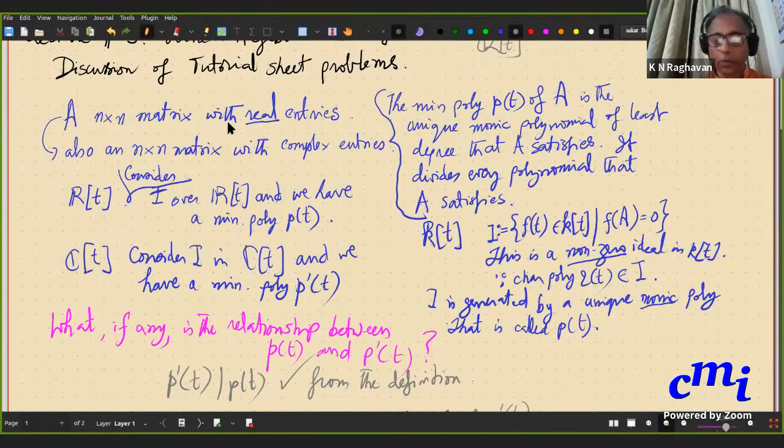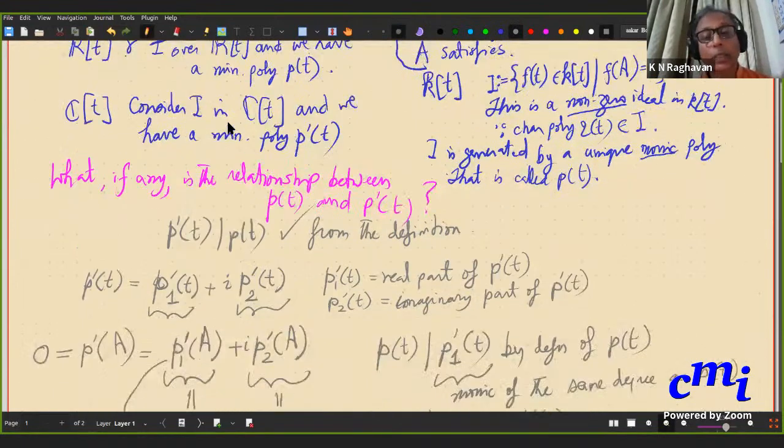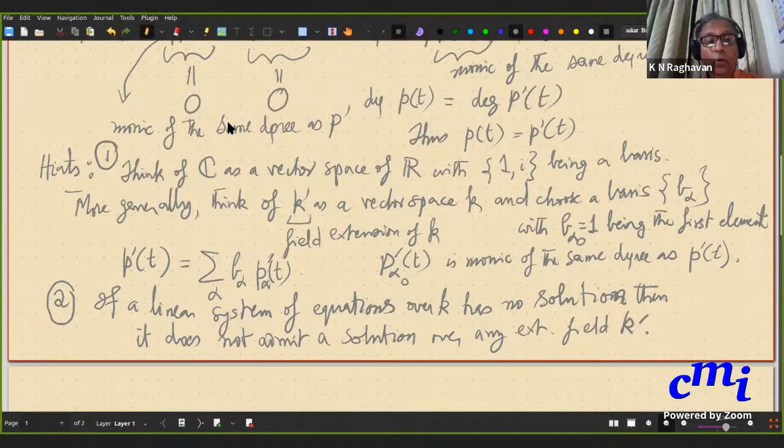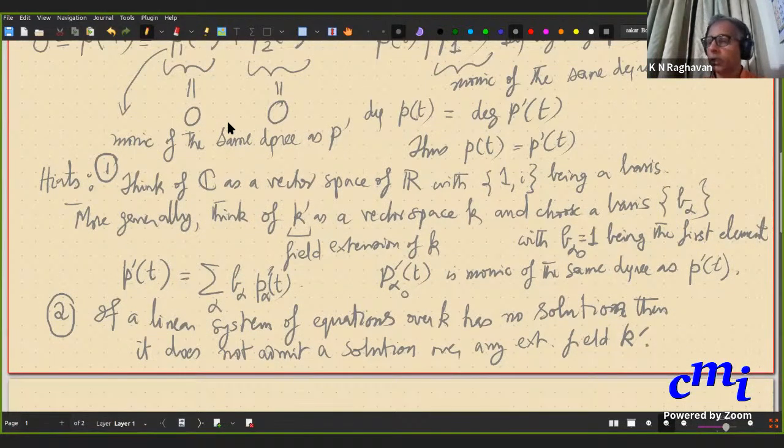Okay. So what it means is it does not have a non-trivial solution. I got confused because it looks like a homogeneous system and it always has a solution. The way I've written it is maybe not the correct thing to say. So if a linear system of equations has no non-trivial solution, then it does not admit a non-trivial solution over any extension field. This is the way to interpret it. What I've written is literally correct, but you have to correctly interpret it.